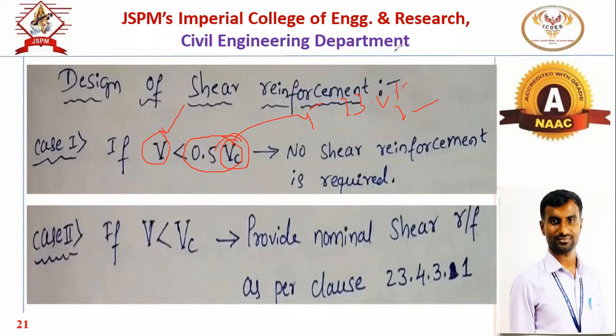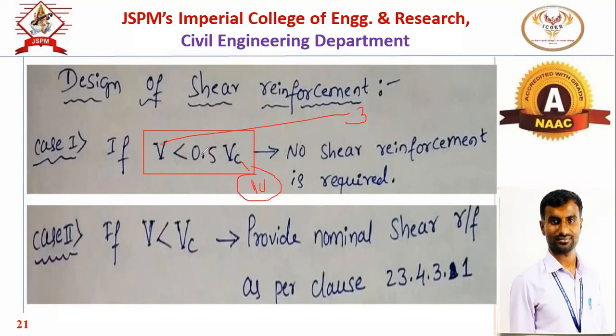Now, if the shear force developed is less than 0.5 of Vc, suppose V is 3 and Vc is 10, then 0.5 of 10 is 5 kilonewton and V is 3. So 3 is less than 5. In that particular case, there will be no need of shear reinforcement.